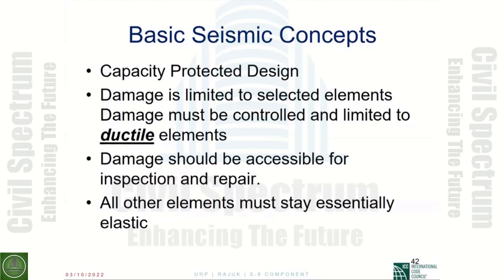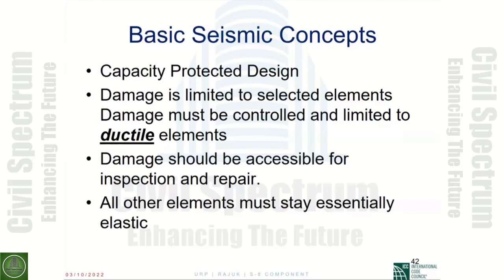What we want to call capacity protected. That means that you will limit the damage to the selected elements. The damage will be controlled and also limited to a ductile element. Ductile element in reinforced concrete means that you have confinement. You don't want to have the crushing of the concrete, or you want to delay it. You don't want to have the buckling of the longitudinal bars.